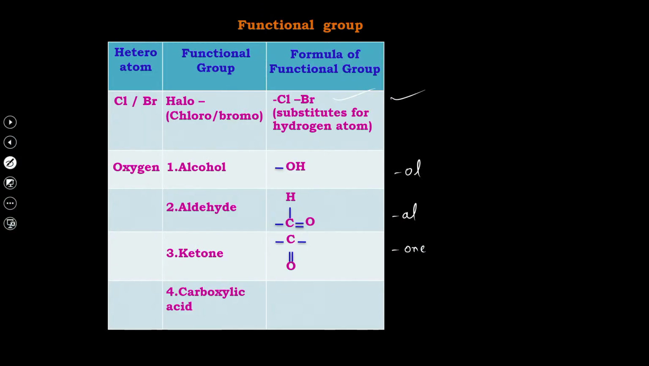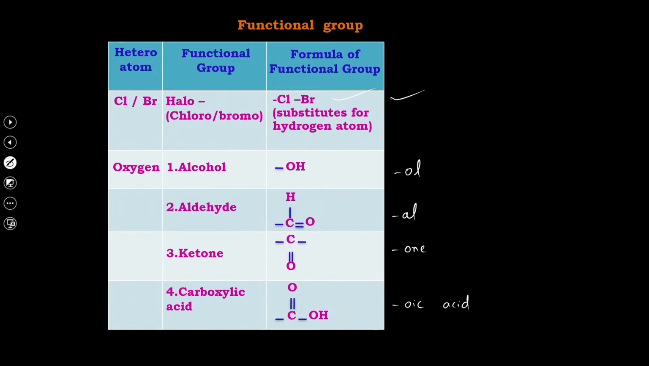Now, moving towards another group, that is carboxylic acid, and the functional group for carboxylic acid is COOH, and we write the name by adding the suffix oic acid.